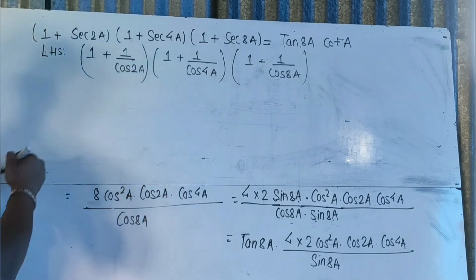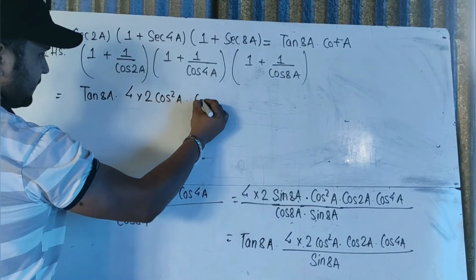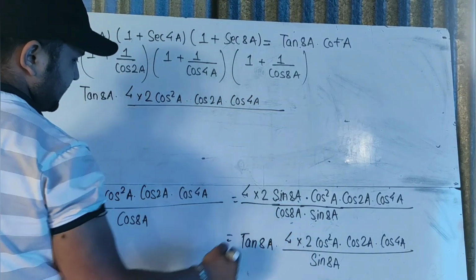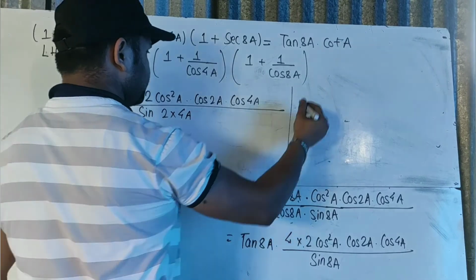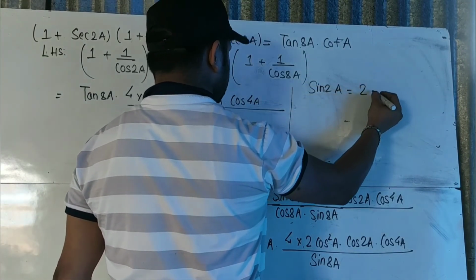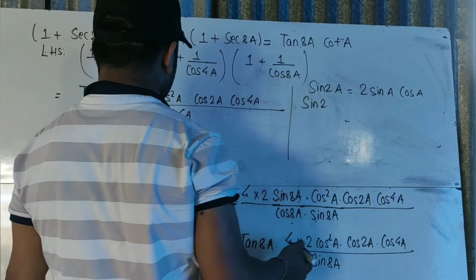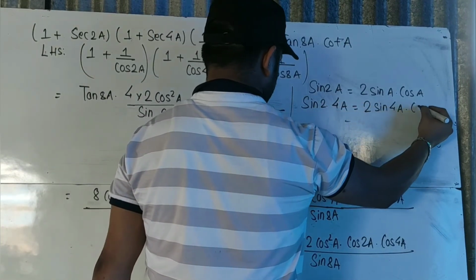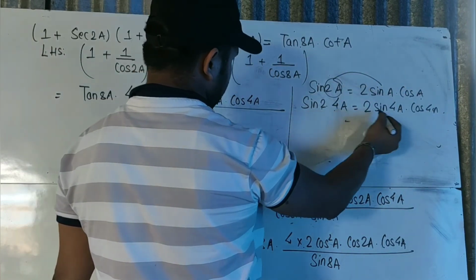Now we are here, we have obtained here tan 8a. Now you have 4 into 2 cos square a dot cos 2a dot cos 4a. Now we will break the denominator. Sin 8a will be written as sin 2 into 4a. Now let's see here. We have that sin 2a equals 2 sin a cos a. So we'll also have sin 8a, 4a can be written as 2 sin 4a dot cos 4a. If you have 2a, the half of 2a is a and a. If you have 8a, the half of 8a will be 4a and 4a.